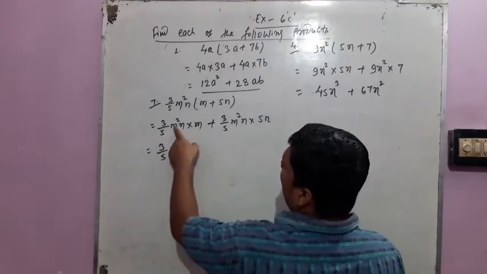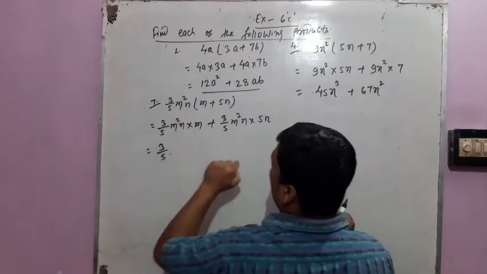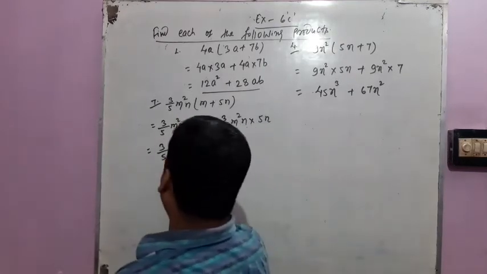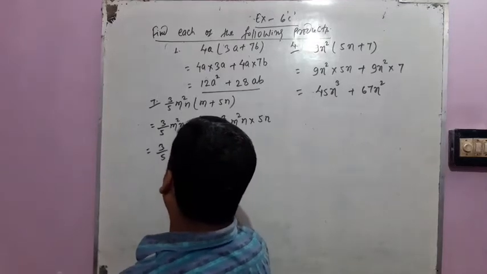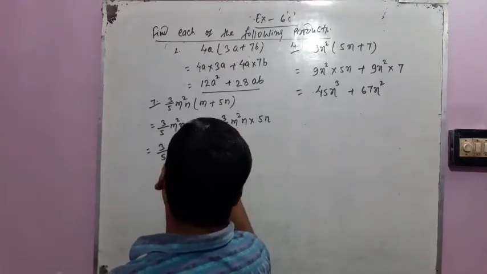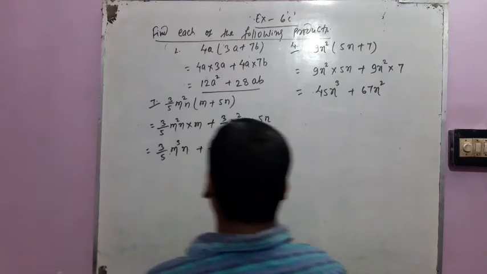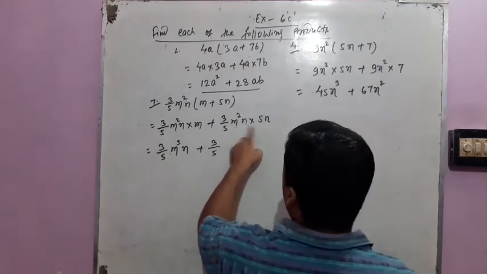What is the exponent of m here? 2, and what is the exponent of m here? 1. 2 and 1 is 3. So we have to write here m cube and then n. Again here 3 by 5 m. There is no m here.